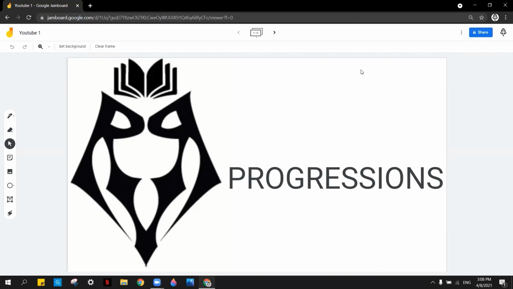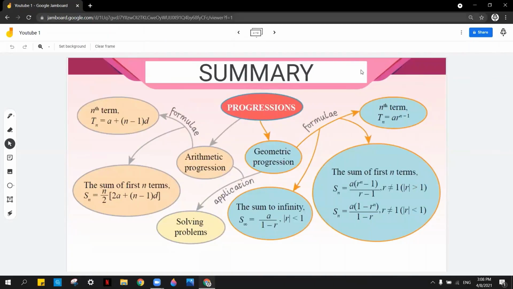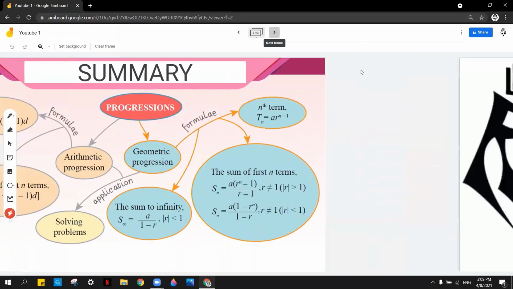Today we are going to talk about progression. The topic of progression is divided into two, and our concern is arithmetic progression and geometric progression. In the series that I'm going to discuss today, I'm going to talk about arithmetic first, and then in our next episode we'll be talking about geometric progression and how it is done. So this is the summary that we're going to talk about.